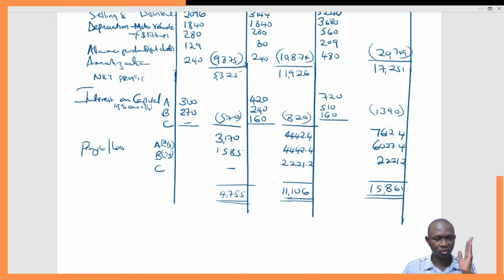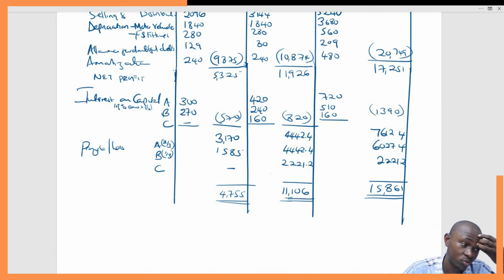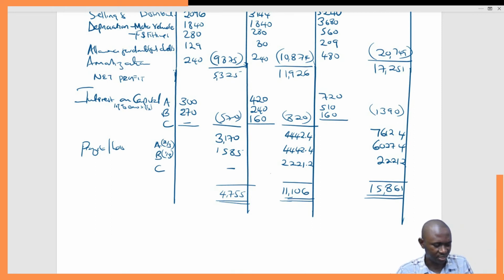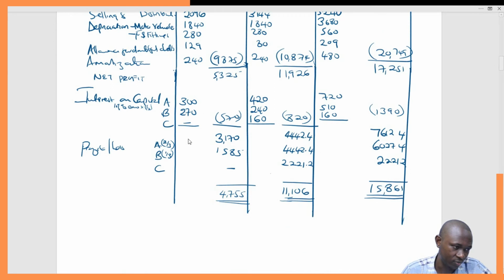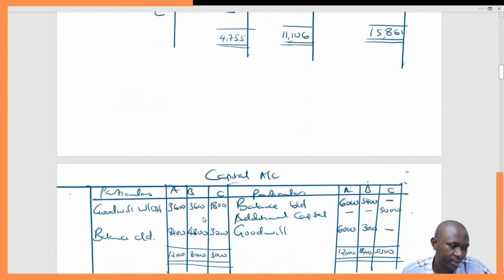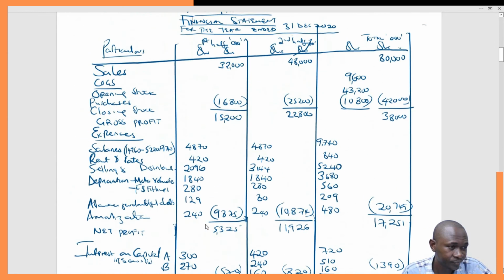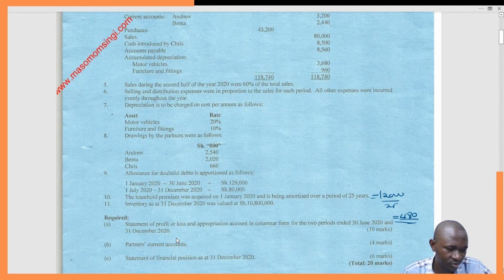15861. So that shows that the profit for the whole year was 15861, and it was distributed to the partners. Those are the figures that the partners will enjoy, the profit and loss. It's now profit, not loss, so we can do away with that loss. So I think we are faring on well. This is the first part, statement of P and L.